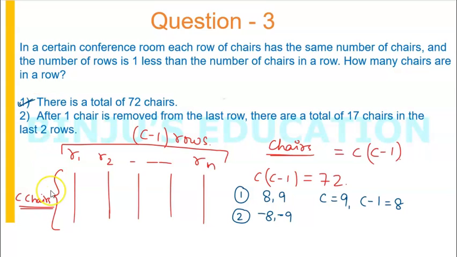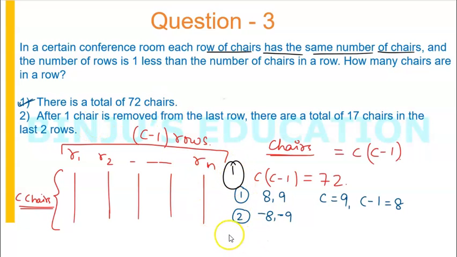Okay, statement number 2. After one chair is removed from the last row, there are a total of 17 chairs in the last 2 rows. Now every row consists of the same number of chairs. That's a fact given to us: each row of chairs has the same number of chairs. So let's say in the second last row we have C chairs. So in the last one we will have C minus 1.